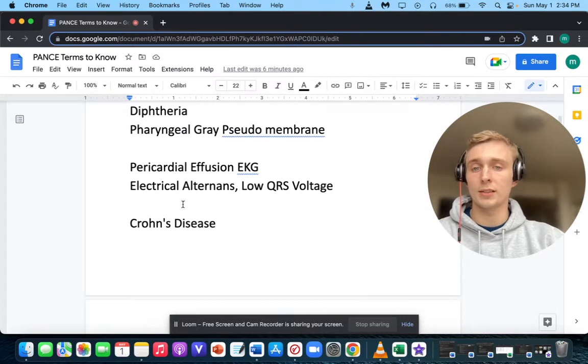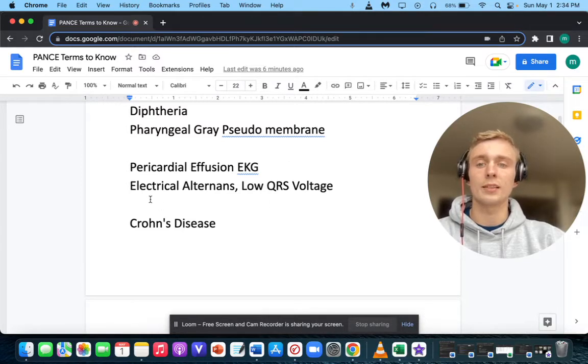Electrical alternans in a low QRS voltage. That makes you think of a pericardial effusion. And these are the EKG findings of a pericardial effusion. So electrical alternans, low QRS voltage for a pericardial effusion on EKG.